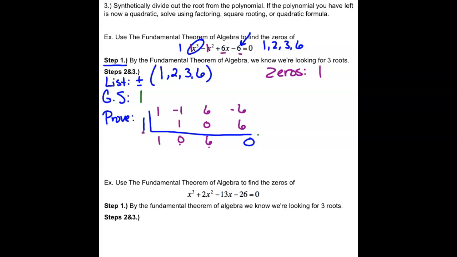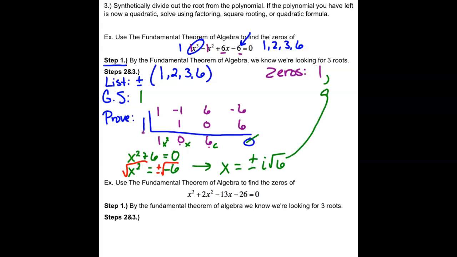Looking at what we have left, we have no remainder. This is my constant x squared. So I have x squared plus 6. And I have to figure out now what are the zeros from that. So if I subtract my 6 to the other side, and then I square root, you can see that we are getting imaginary answers. So this tells me that x could equal positive or negative i root 6. So those are my other 2 zeros. So I do have 3 of them, a 1, a positive i root 6, and a negative i root 6.